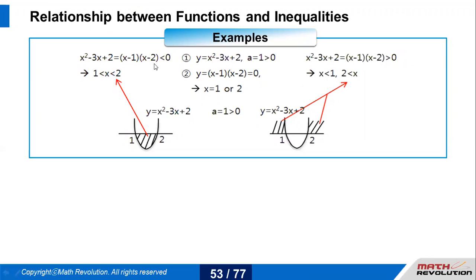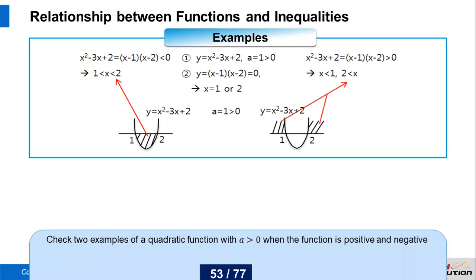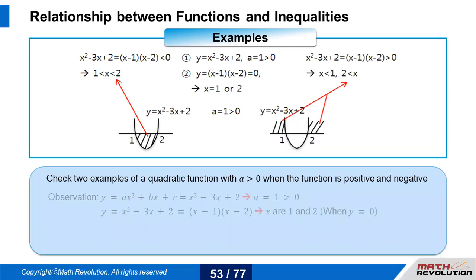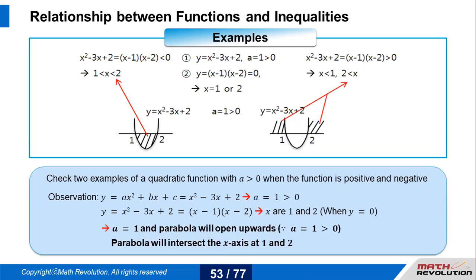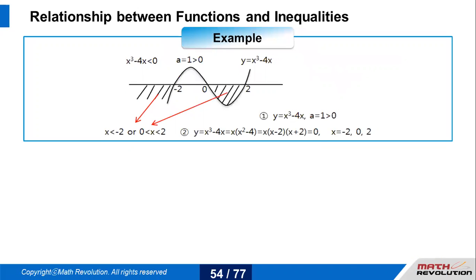So the first part was less than 0, you were getting between 1 and 2. The second was exactly equal to 0, so you're getting 1 and 2. And the third one is from 1 to the left and 2 to the right. So this is a quadratic function that always goes up. Let's talk about this particular question.